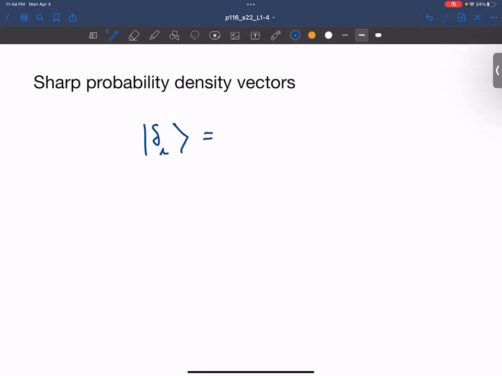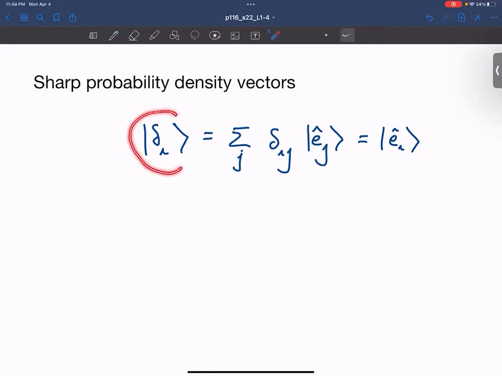Think of this inside of the basis of discourse we've been using so far, which is just this e_j hat basis. Sum over j, and there's a delta function here. It's the delta function, zero unless i is equal to j. So this just selects one event. And yes, we could use the notation e_i, but I think the stress here is that this is a probability density vector, but a simple one that just has a one and all zeros.